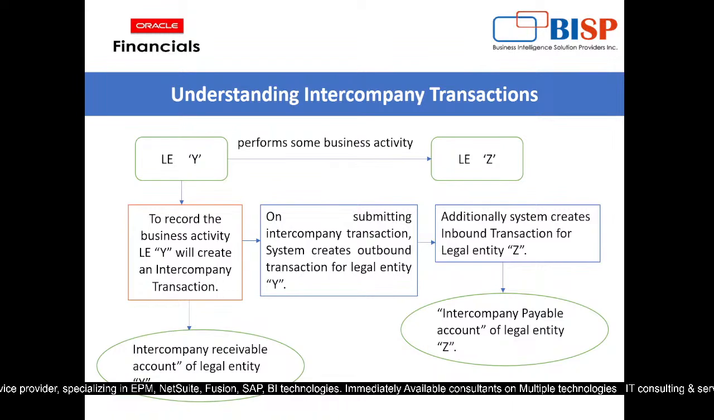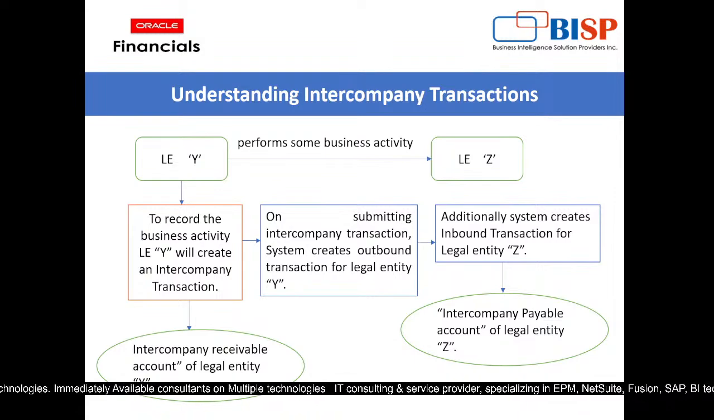So to make this reflect in accounting, an offset of liability is parked in the intercompany payable account of legal entity Z. So how will the transaction be performed? Legal entity Y has provided some business value to legal entity Z. So it will record this business activity as an intercompany transaction. When these transactions are submitted, the system will create an outbound transaction for legal entity Y, and additionally a system entry will be created for legal entity Z as an inbound transaction.